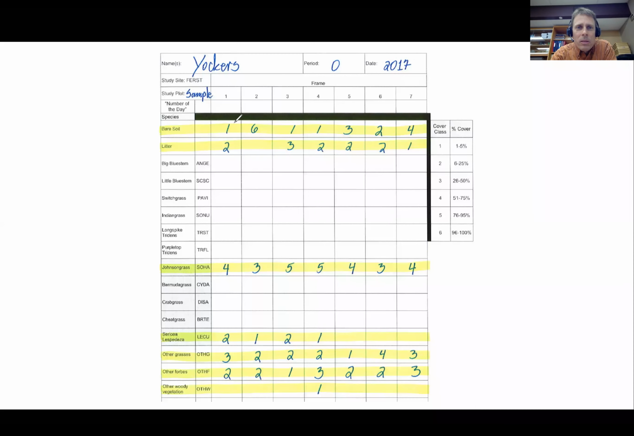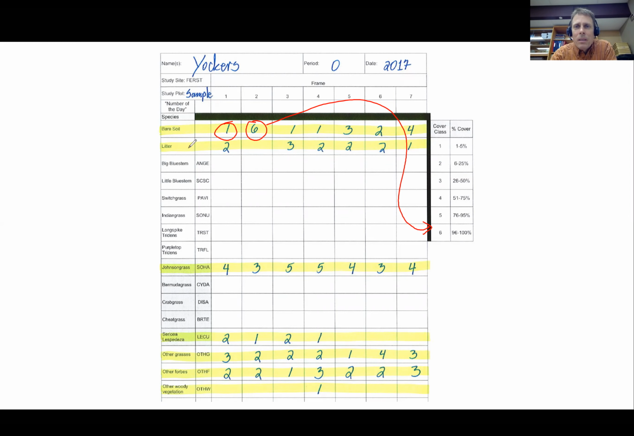If you recall, the one kind of important thing here is that the numbers that you see for each of these correspond to the cover classes that we have over here. If you remember, you were trying to estimate the amount of coverage of your frame that each of those types of vegetation, or the bare soil, or the litter, was covering in the frame. So we worked on that quite a bit.